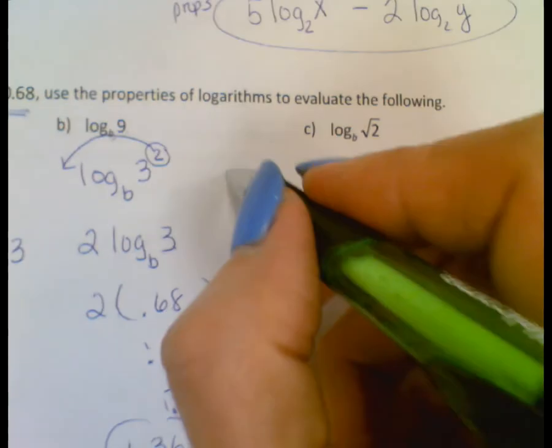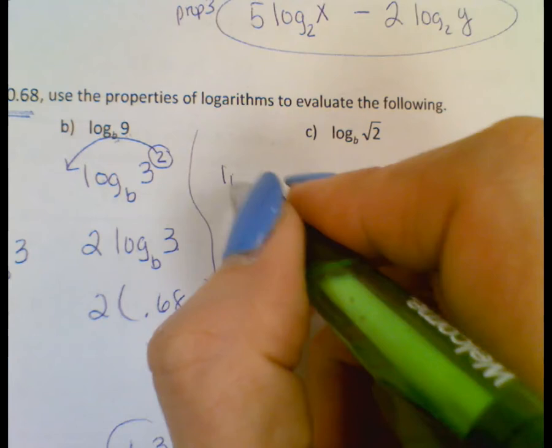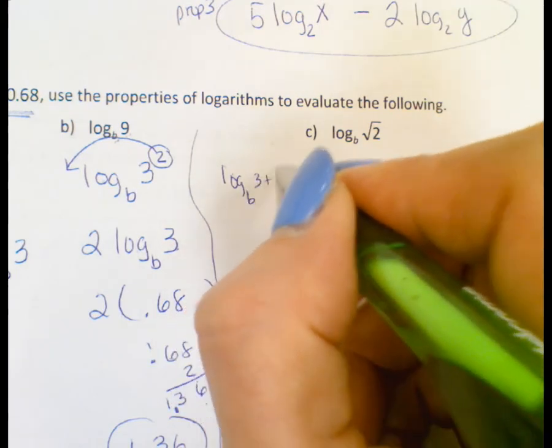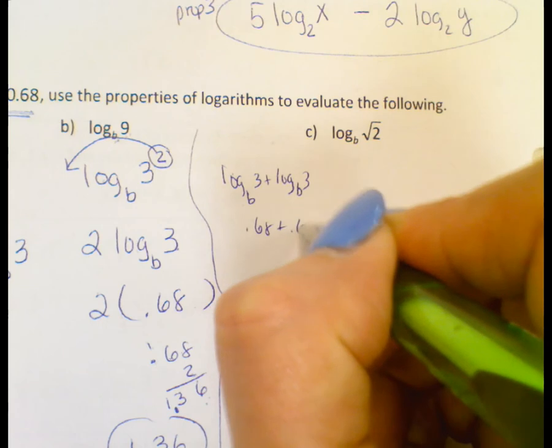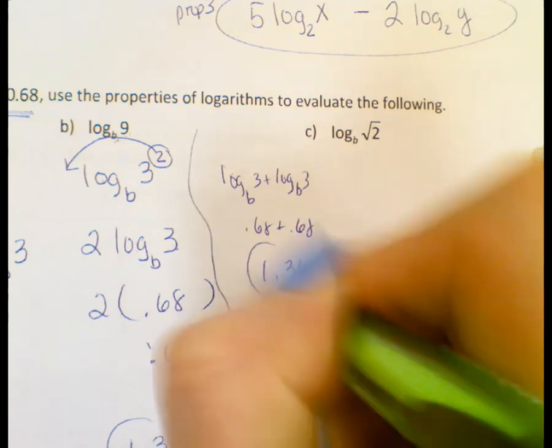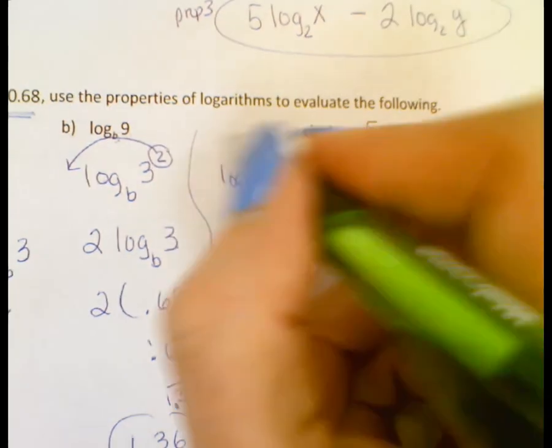Just so you know, you could have done this one as log base b of 3 plus log base b of 3, which would have been 0.68 plus 0.68, which still would have been 1.36. Okay, you can do it either way.